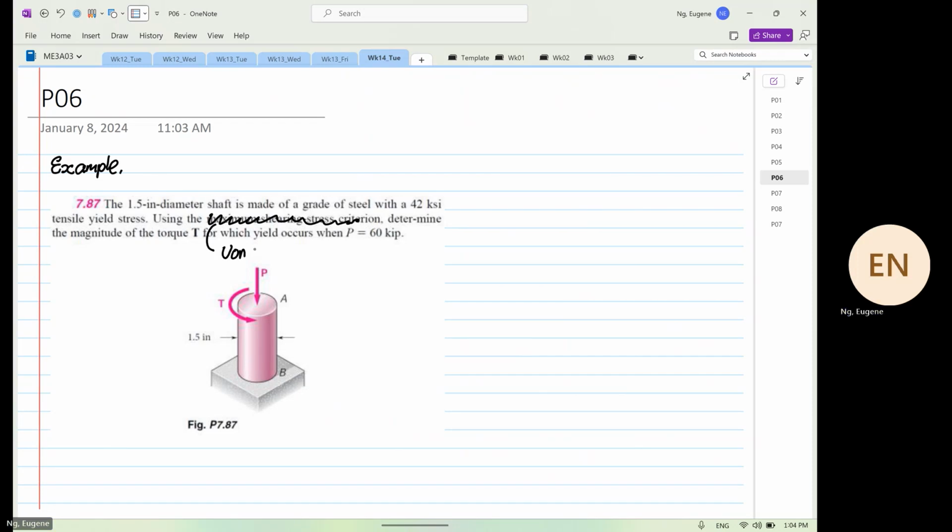Von Mises criterion, or criteria. Another word for Von Mises criterion is maximum distortion energy. So if you see this term, it's also the same as Von Mises criteria.